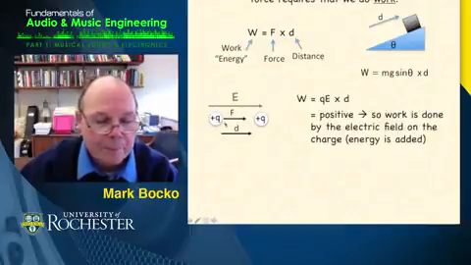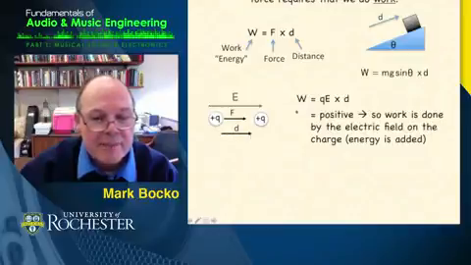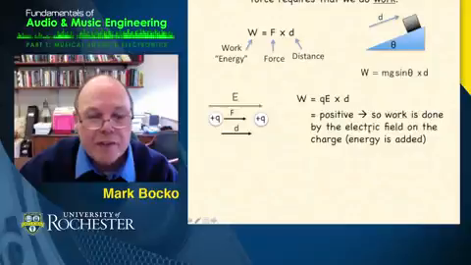So now, let's say that in this point, the electric field is trying to move the charge, and let's say that the charge is moved by the electric field a distance d. Then the work done by the electric field on that charge is the force times the distance. So it's QE times d. Now that's a positive number. That means that the electric field is doing work on the charge. It's adding energy to the charge.